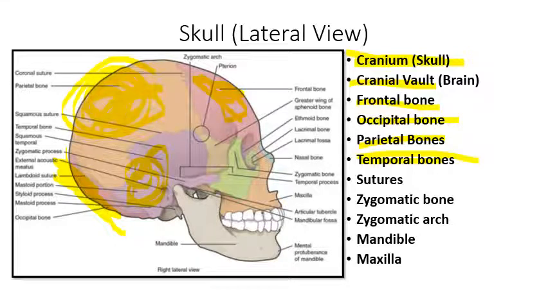Now these bones, the frontal bone, the occipital bone, the two temporal bones and the two parietal bones, all together comprise the cranial vault. They comprise the cranial vault because they contain and protect the brain, which is probably the most sensitive organ in the whole body.